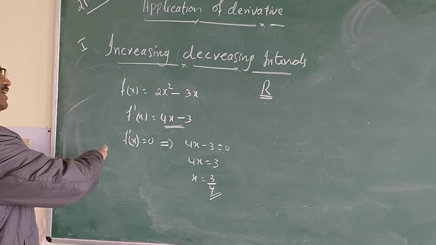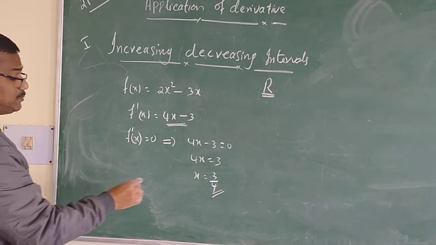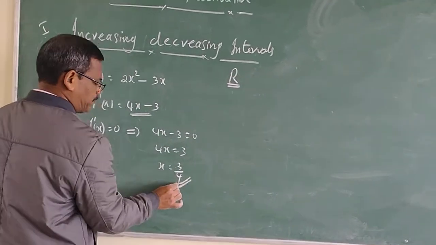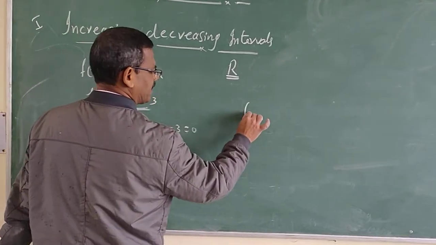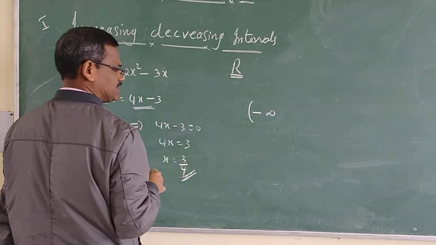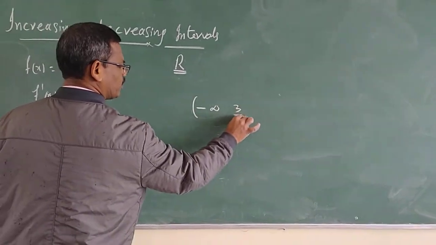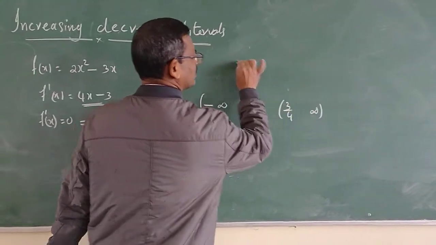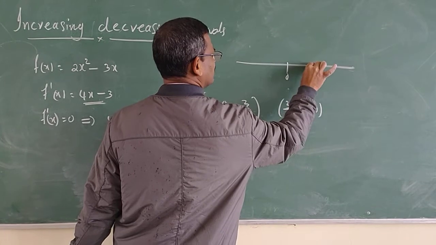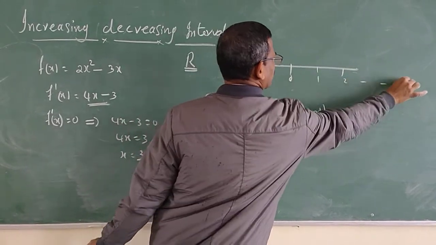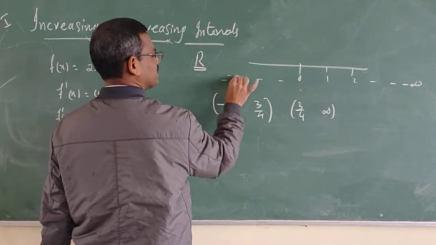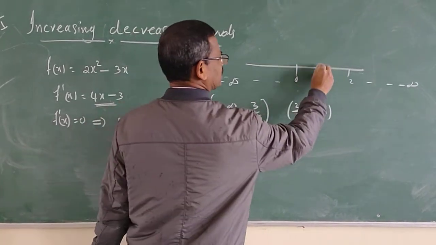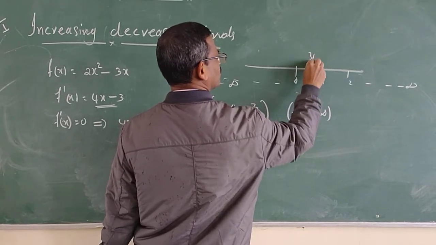So on one side, that means it changes the nature. This point we call a turning point. Right? So using this 3 by 4, we will be dividing the real number system, that is real numbers. That is minus infinity to 3 by 4 is one, and 3 by 4 to infinity is the other. So you have a number 0, and this is 1, 2, etc. Infinity will be there, and here minus infinity will be there. So 3 by 4 is a point that comes somewhere here.